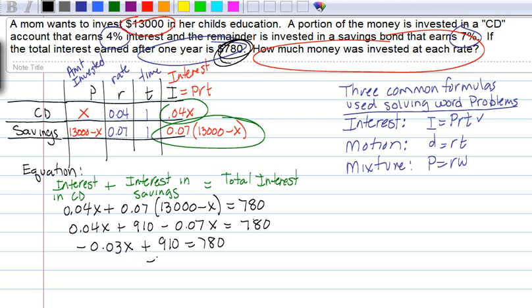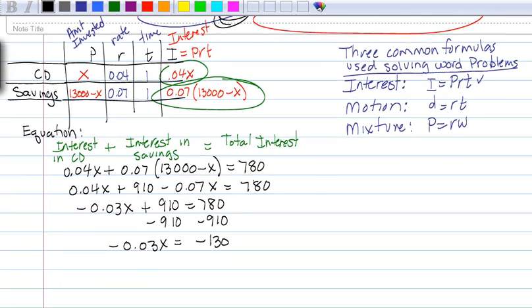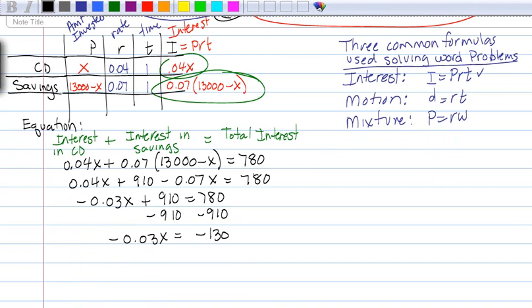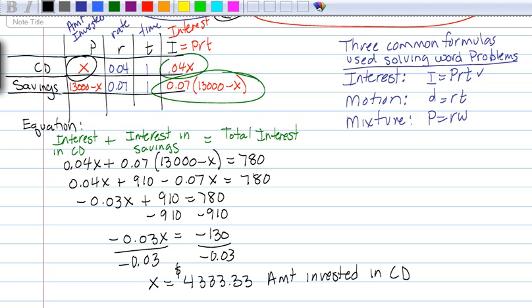Next, we're going to subtract the 910 from both sides to get negative 130. So we now have negative 0.03x equals negative 130. Finally, we're going to divide both sides by negative 0.03 to get x equals $4,333.33. And that x is the amount of money in the CD, or I should say amount invested in the CD.